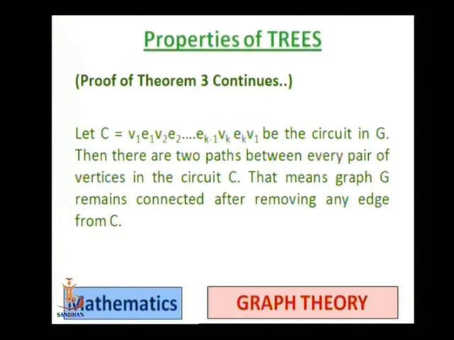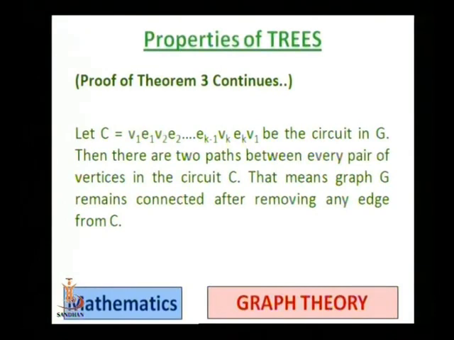So it means that here we get some vertices between which we do not have a unique path, we have more than one path. But we have already proved that in a tree we have only a unique path between any two vertices. So this way we get this contradiction.